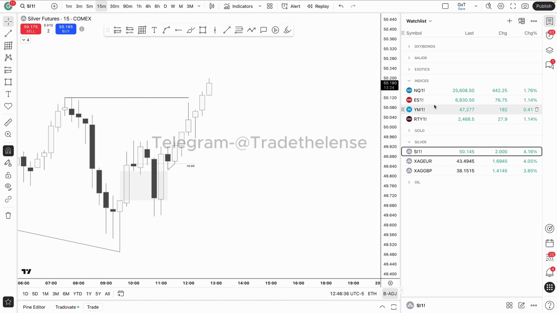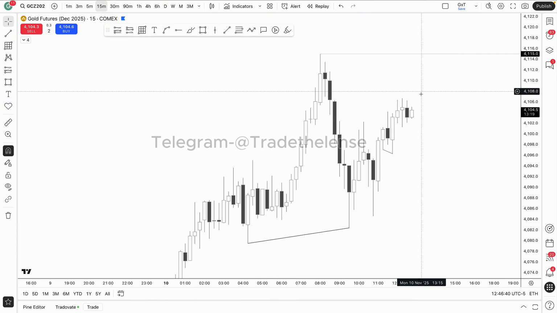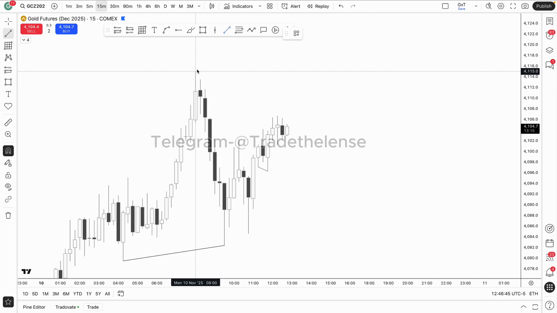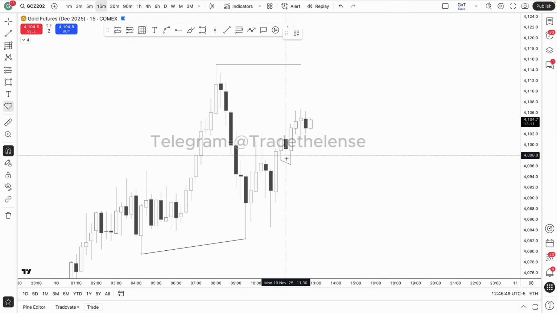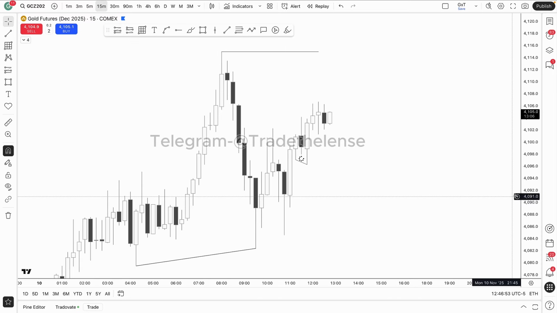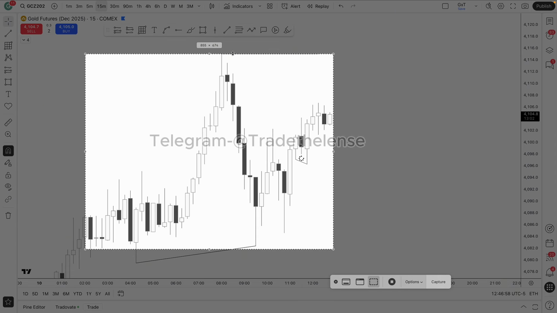And then I'm just going to take it on gold. Same picture. Fuck, I forgot to, damn it. Forgot to mark the BSP.